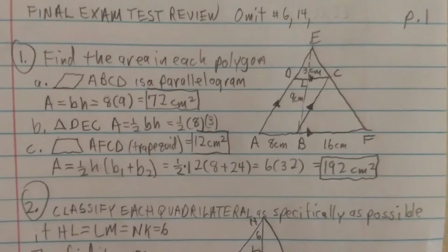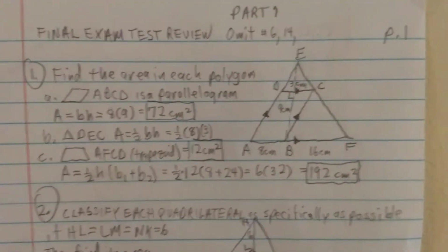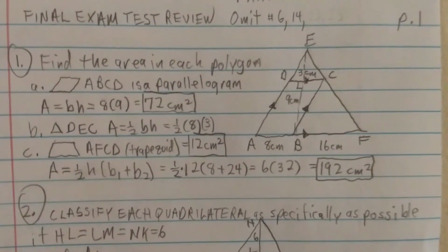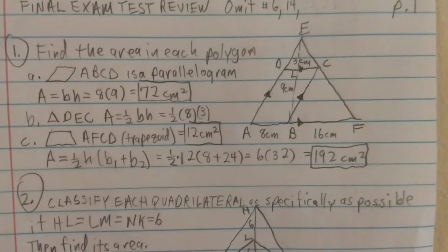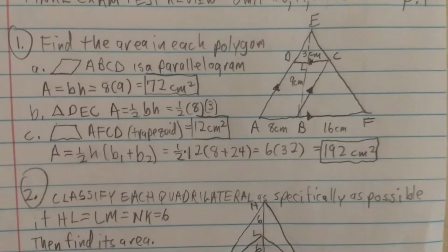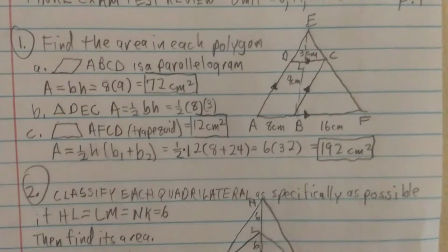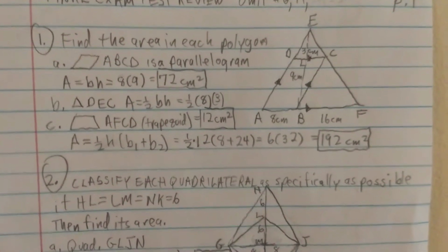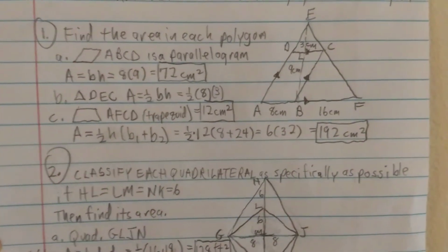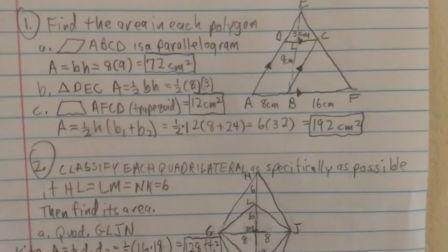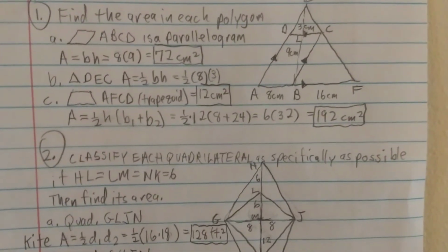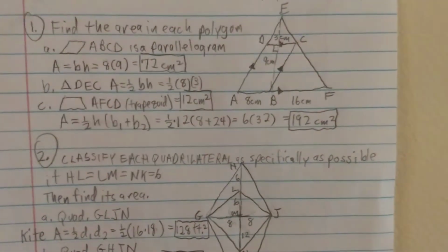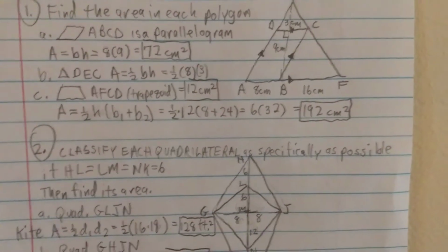Now notice that first one, A, B, C, D in this figure is a parallelogram. Notice the parallel lines, and so we see that the top AB and DC have an equal length of 8, and then we have a height for that parallelogram of 9. So we can easily say that the area for that ABCD parallelogram is base times height, or 8 times 9 is 72 centimeters squared.